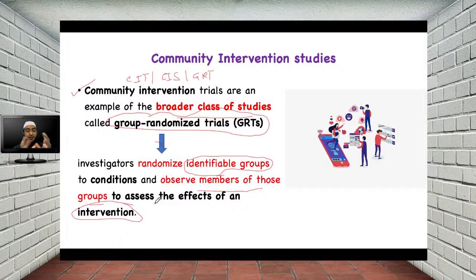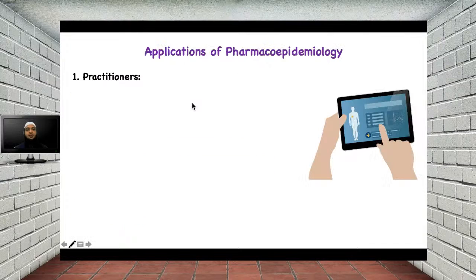Since you have selected that particular group or community for giving the exposure to the drug, these types of trials are called group randomized trials, or they are also called community interventional trials or community interventional studies. I hope it is a bit clear to you, and you now know what is meant by a field trial, a clinical trial, a community interventional trial or group trial.